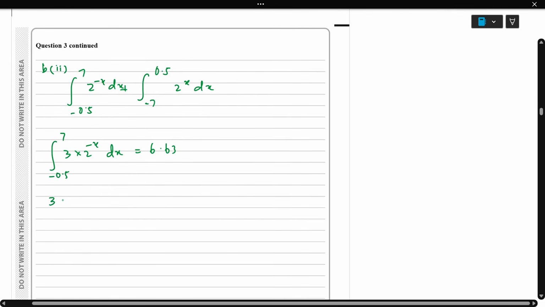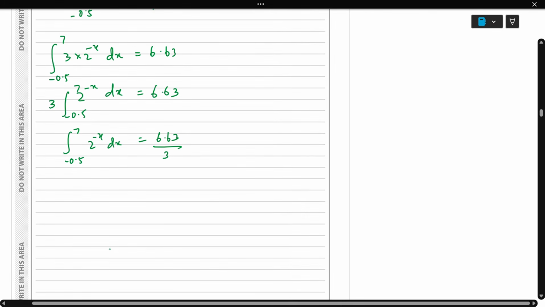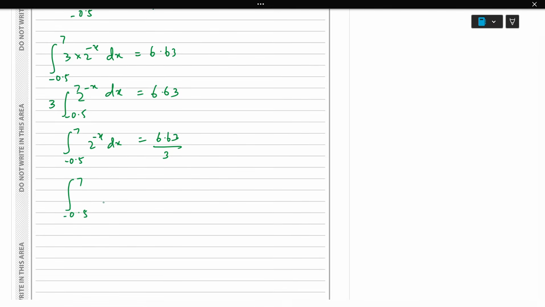From here we bring the 3 out. 3 is a constant. So the integral from minus 0.5 to 7 of 2 power minus x dx equal to 6.63. Bring the 3 to the right side, which is 6.63 over 3. So our first part answer is the integral of 2 power minus x dx equal to, just dividing, 2.21. That is our first part answer.